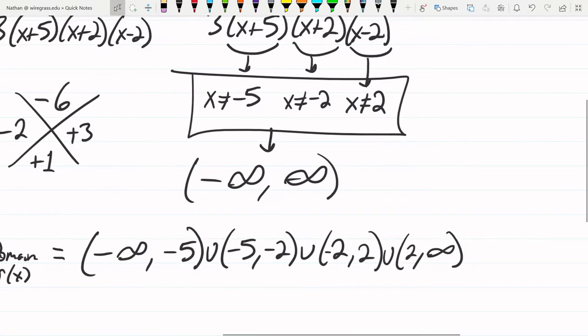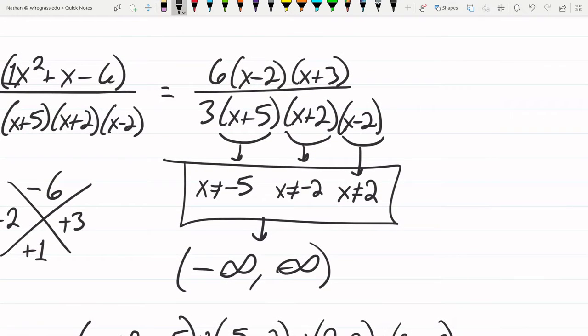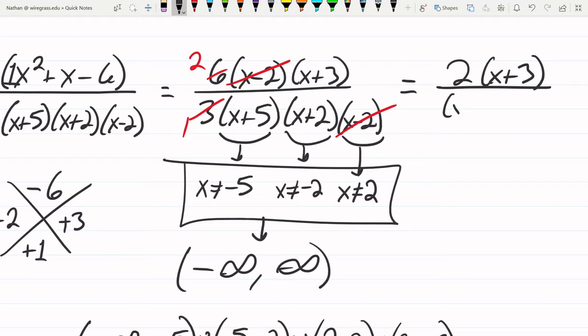Now, there's still more to note from this, because when we look at this function here, we can notice that there's actually things that we can remove, namely the x minus 2. Of course, the 6 can be reduced down to 2, but that's kind of a minor thing. And so what we actually get is 2 times x plus 3 over x plus 5, x plus 2.